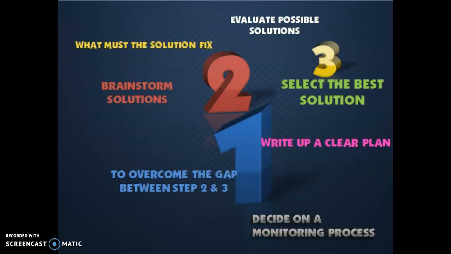So to overcome that gap between step 2 and step 3, businesses will need to make a list of all the needs that the solution must satisfy. Brainstorm possible solutions. Evaluate possible solutions. Will that really work? Select the best possible solution or option. Write up a very clear plan on how, who, and when these issues need to be raised. And lastly, decide on the monitoring process for the strategy.